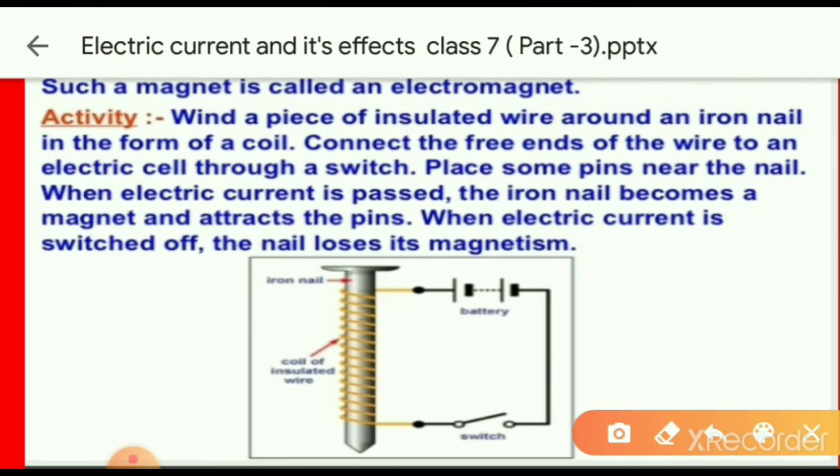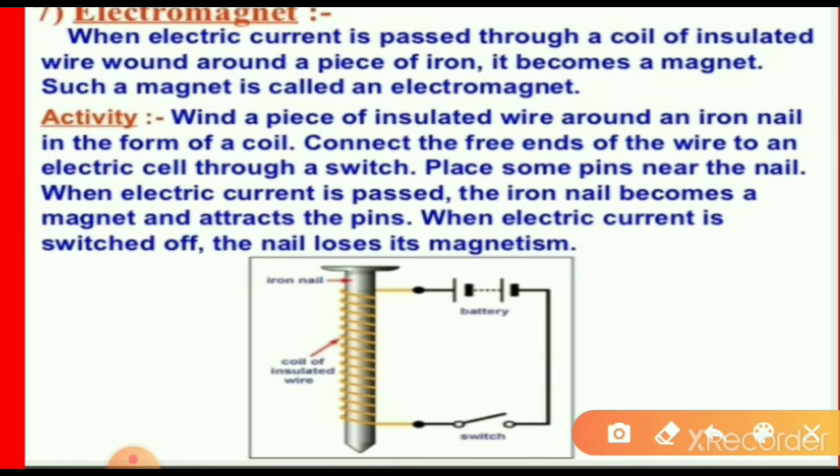What is an electromagnet? When electric current is passed through a coil of insulated wire wound around a piece of iron, it becomes a magnet. Such a magnet is called an electromagnet. So what is an electromagnet? When electric current is passed through a coil.